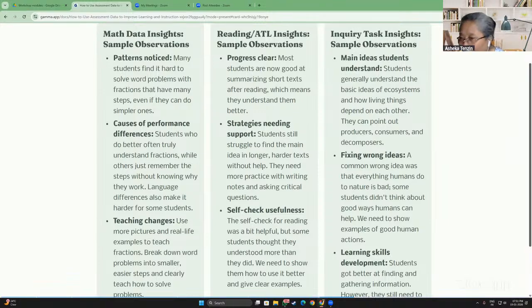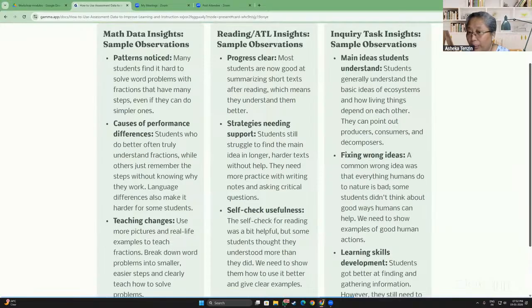And about the inquiry project, yes, Debjyoti, the students generally understand the basic ideas, okay, and how living things depend on each other. And how do you know it? Because they can point out producers, consumers, and decomposers. So then you know that, okay, main ideas are clear.